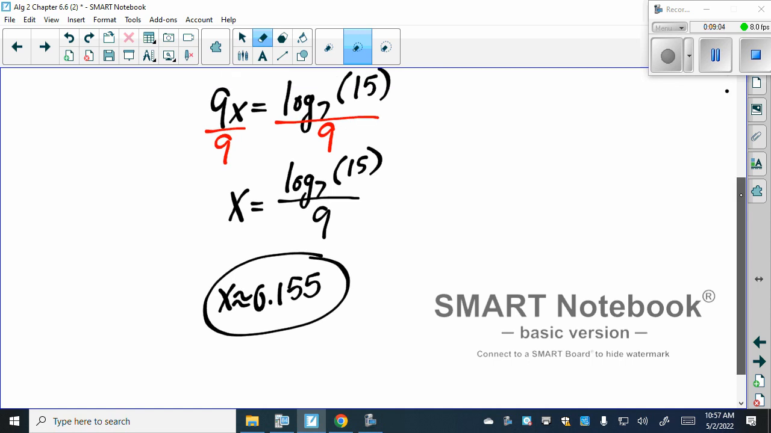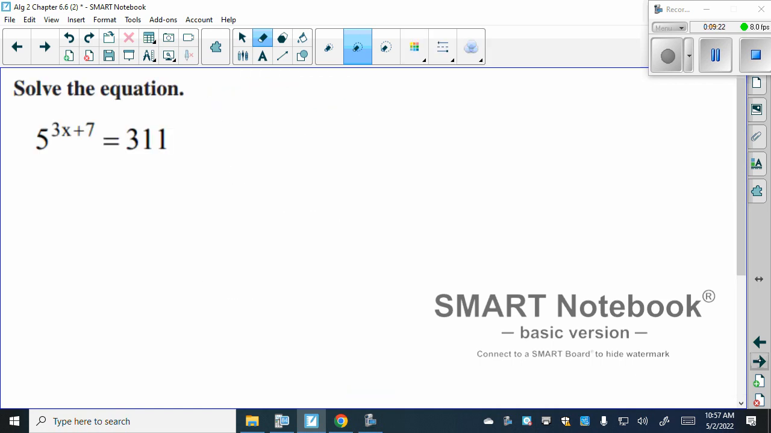Any questions over any of this here? Any questions over anything we've done so far? So with having 9x in the exponent, did that really change what we did? No. First step was the same, then the rest of it is just using algebra to get it by itself. This here is the last one we'll look at of this type, and then we'll move on to the next group.